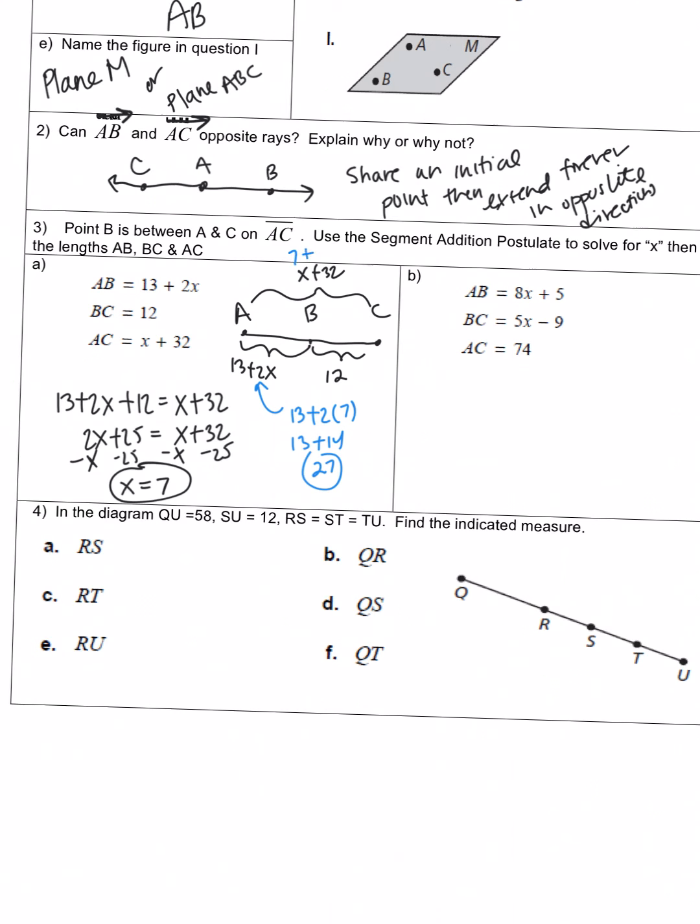And 7 plus 32 is 39. So AC is 39. Then you ask yourself, does this make sense? Does 12 plus 27 equal 39? Yes, it does. So it seems like we did a good job there.